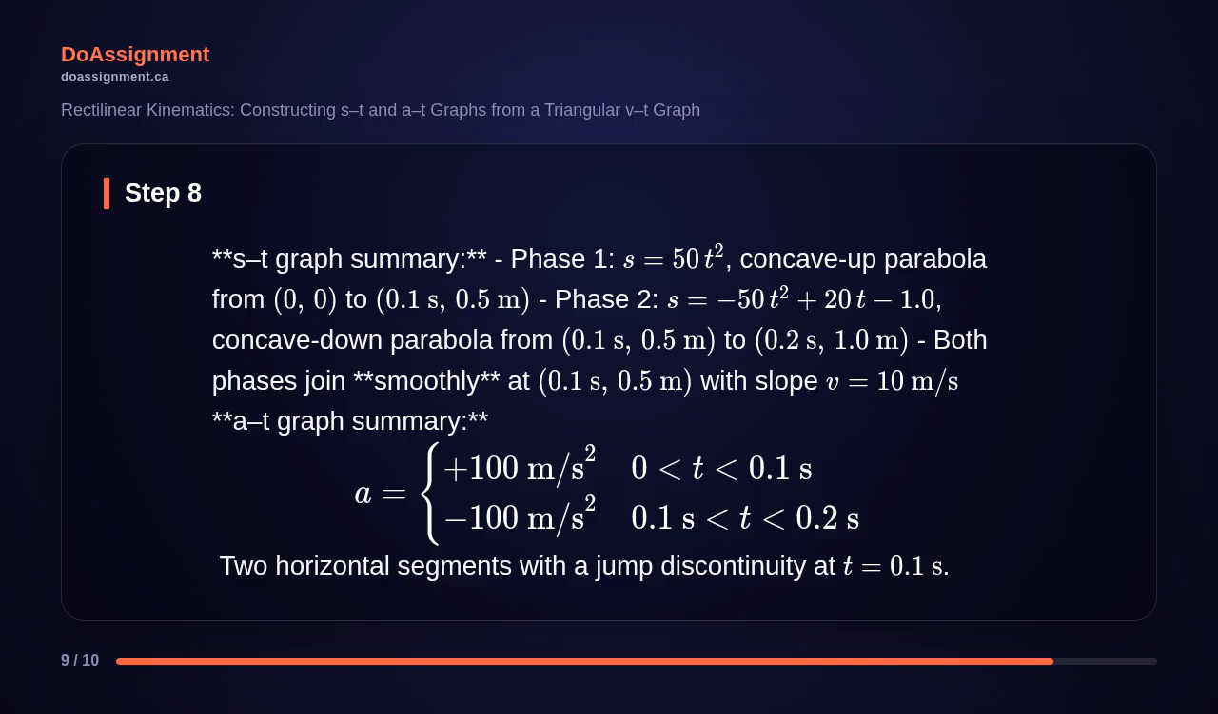To summarize, the position time graph consists of two parabolas joined at the midpoint. The first is concave up, going from 0 to 0.5 meters, and the second is concave down, continuing from 0.5 to 1.0 meters. They meet smoothly because velocity is continuous at the junction. The acceleration time graph is simply two horizontal lines, positive 100 meters per second squared in the first half and negative 100 meters per second squared in the second half, with a jump at 0.1 seconds.